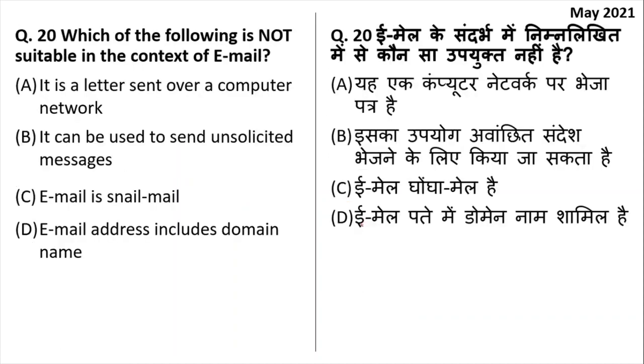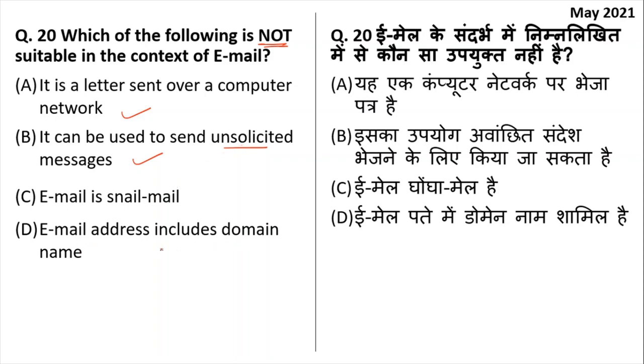Which of the following is not suitable in the context of email? The question says which is not suitable. It is a letter sent over a computer network. Yes, this is true. It is used to send unsolicited messages. Yes, this is true. For students who do not know the meaning of unsolicited, it means that it is not wanted. There are so many advertisements that you get on your email, if you might have seen. Those are called unsolicited messages.